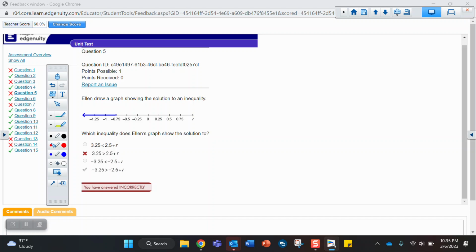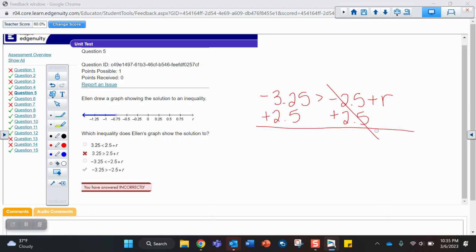So it looks like on these we would just have to solve them. So I'm going to just take the actual solution. So when we solve one-step inequalities, very similar to solving one-step equations, we're going to add 2.5 over to the left-hand side. Excuse me, negative 3.25 plus 2.5 is negative 0.75, and that's greater than r. So now when we rewrite it, we have r is less than negative 0.75.